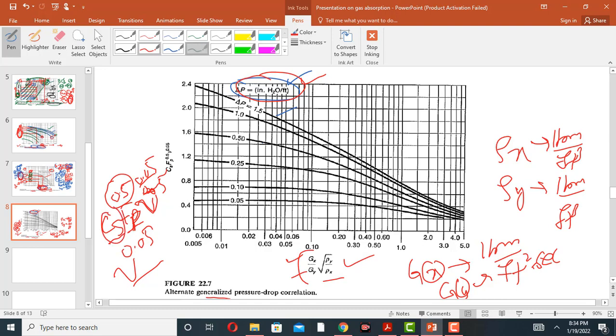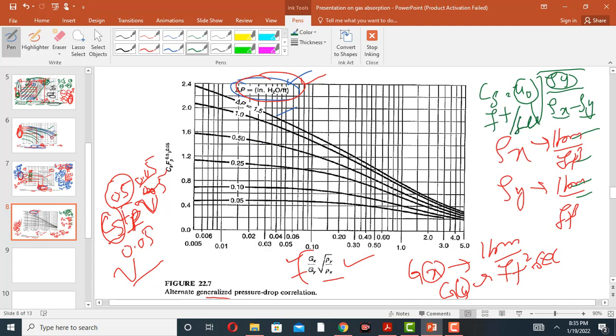Now what is this capacity factor? This capacity factor is obtained from the superficial velocity and the square root of rho y divided by rho x minus rho y. The unit of the densities is lbm per feet cube, and the unit of this superficial velocity is feet per second. So this is the capacity factor, and its estimate is also given in various tables and graphs.